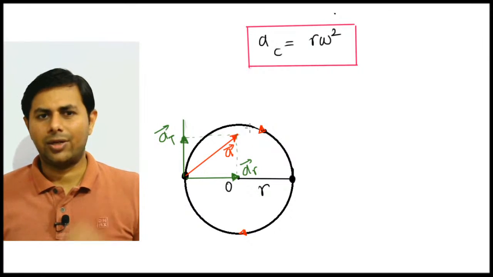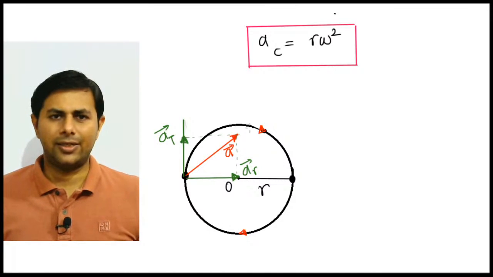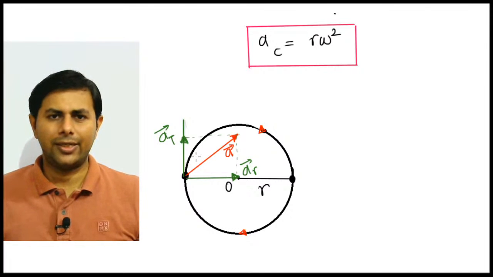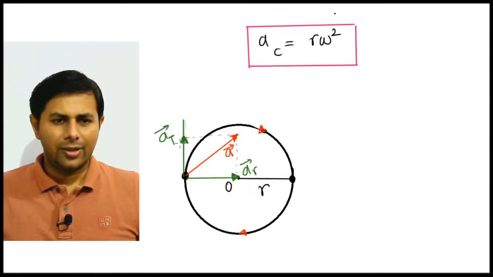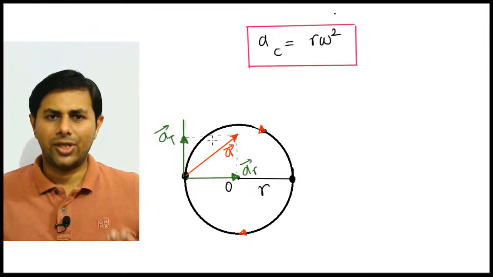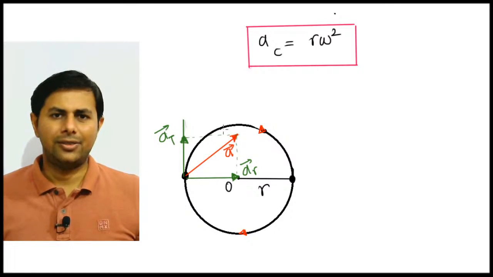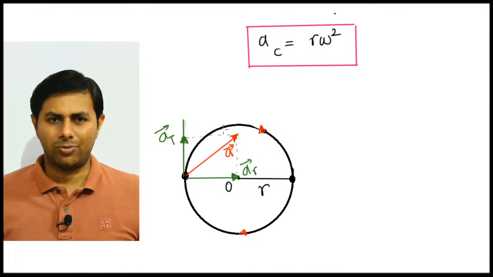If there is a tangential component of acceleration, we know that in circular motion the velocity is directed in the tangential direction. The velocity is directed along the tangent. So this tangential component of the acceleration will change the tangential velocity. It will change the magnitude of velocity. So if the tangential component of acceleration is present, then the magnitude of velocity will change. That means the speed will change and the circular motion will be non-uniform circular motion. It will not be a uniform circular motion.